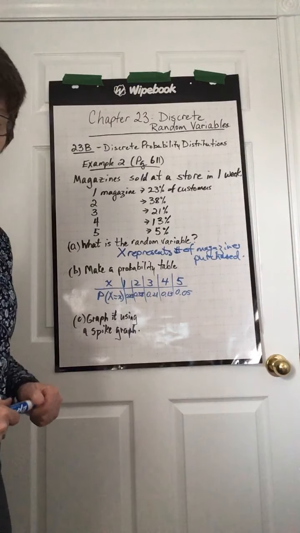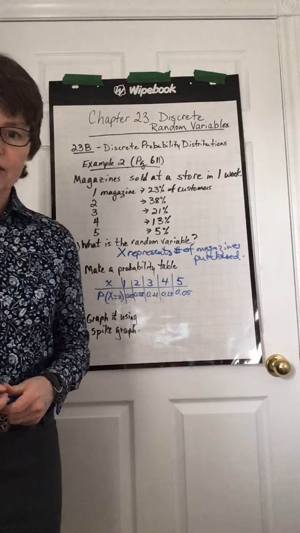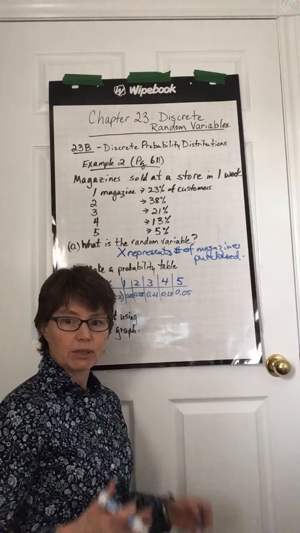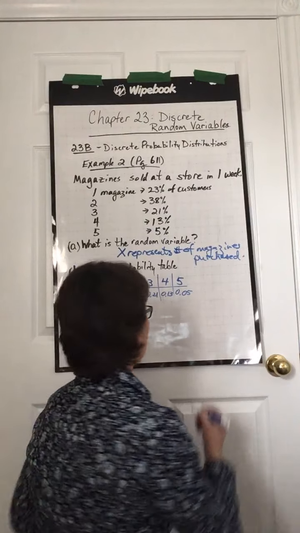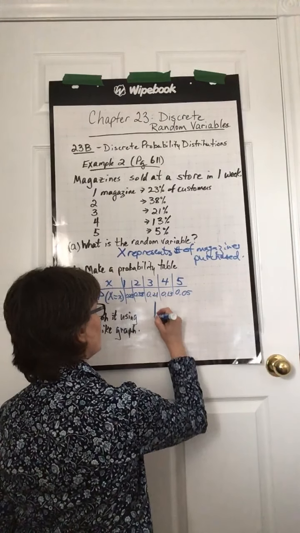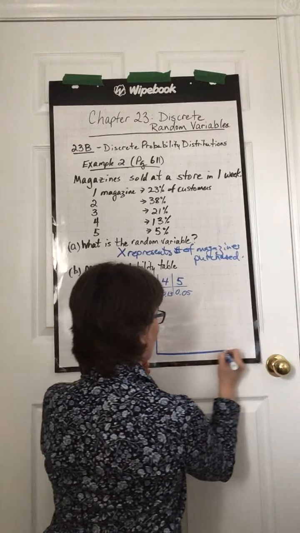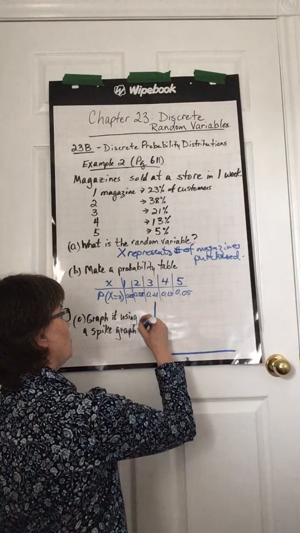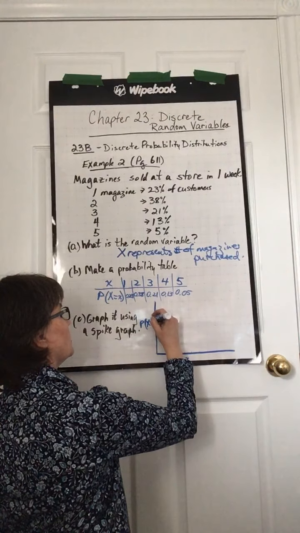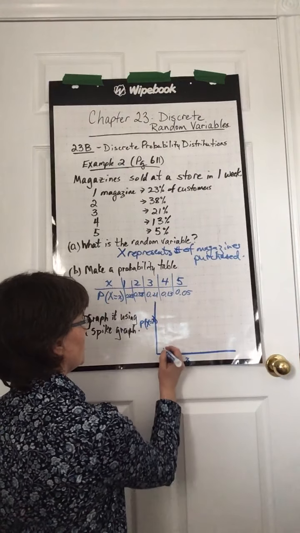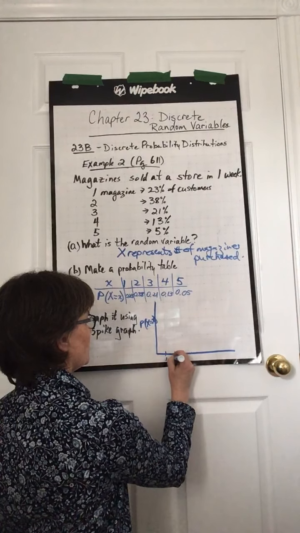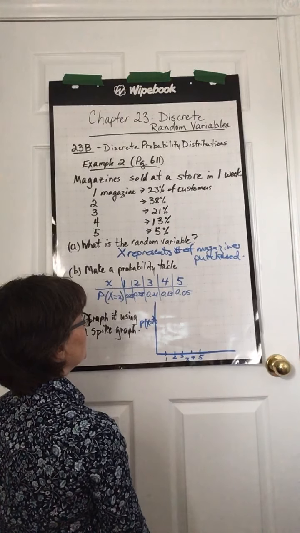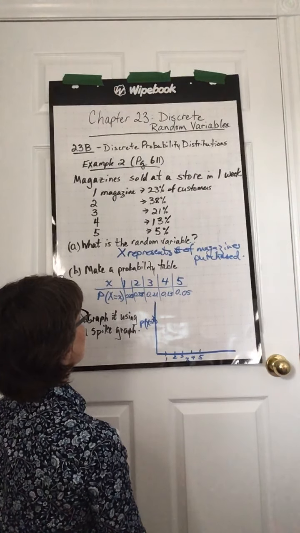Okay, and part C, graph it using a spike graph. So a spike graph is very similar to a column graph, except instead of using columns, we're just using a line with a dot at the top. So we would have our X value across here, and our probability value up on the y-axis. So X could be 1, 2, 3, 4, or 5. And probability, the largest we have is 0.38.